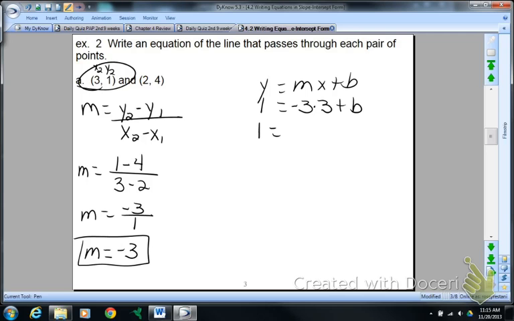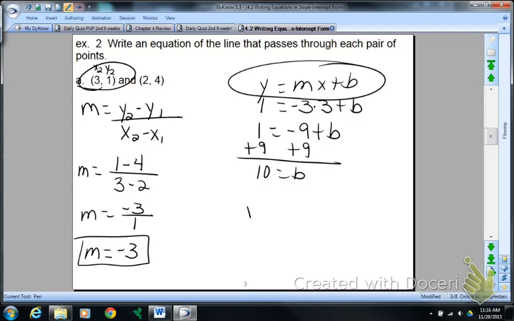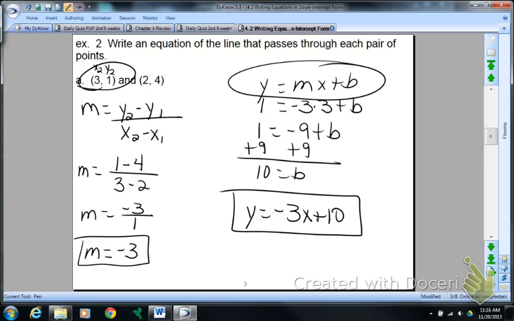1 is equal to negative 9 plus b. Add 9 to both sides. So 10 is equal to b. Now I'm going to replug into the equation. So y is equal to negative 3x plus 10. And that is the equation of the line.